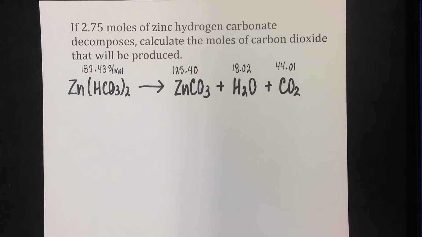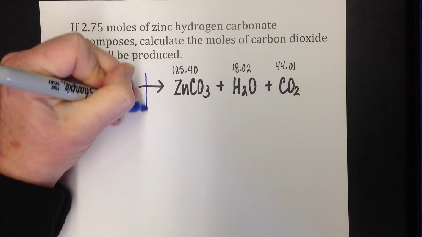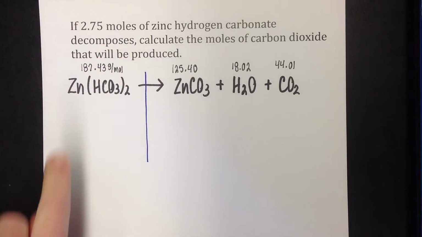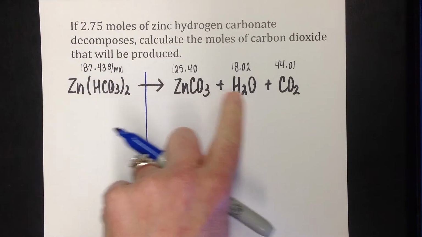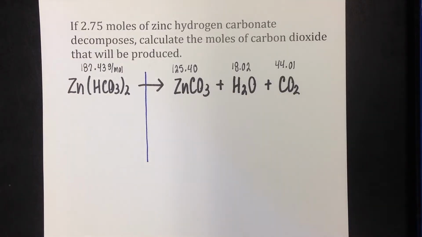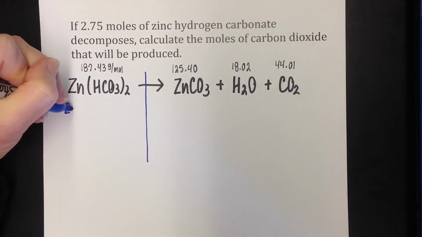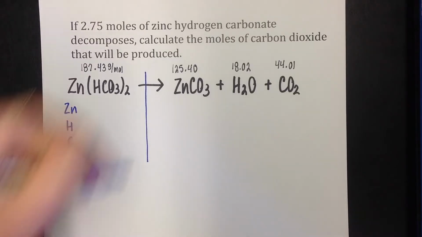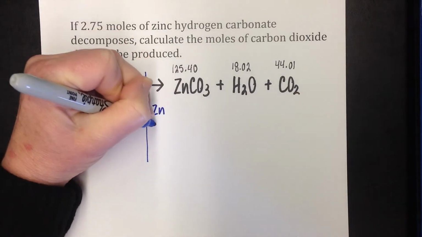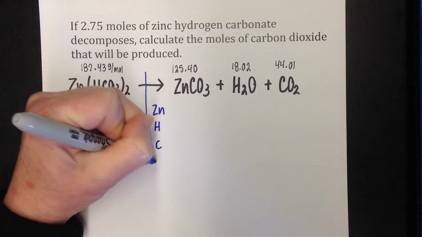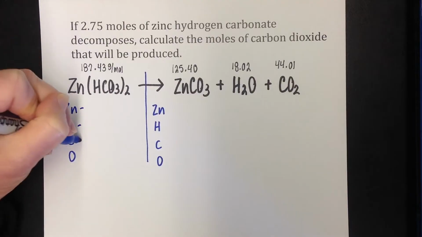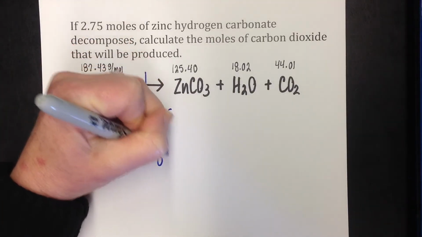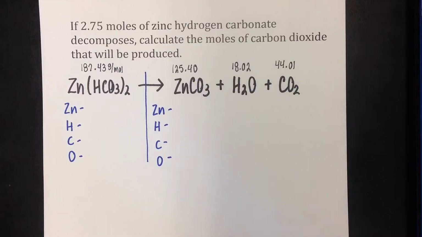So I'm going to do that in a different color pen just so you can very clearly see that work. I'm balancing this reaction because I have got to have the right coefficients in front of each of these formulas so that my mole to mole ratio is correct. So I've got zinc, hydrogen, carbon, and oxygen on the left, and zinc, hydrogen, carbon, and oxygen on the right. So I'm taking an atom inventory. That just means I'm counting how many of each atom I have on each side.